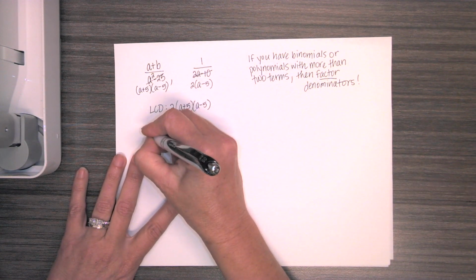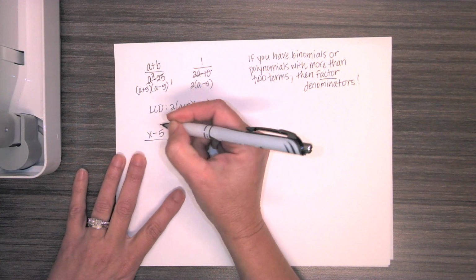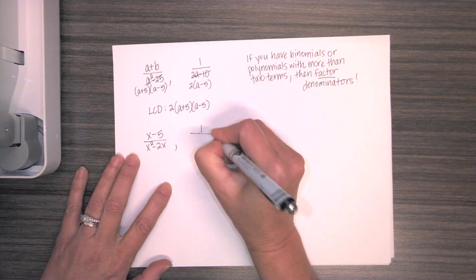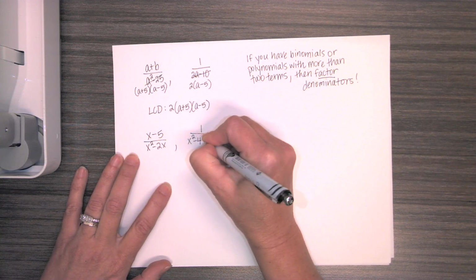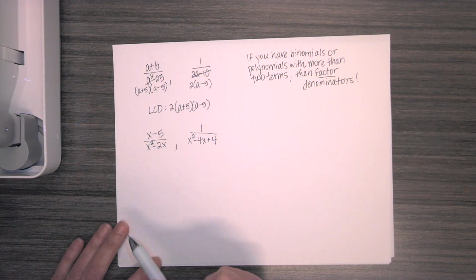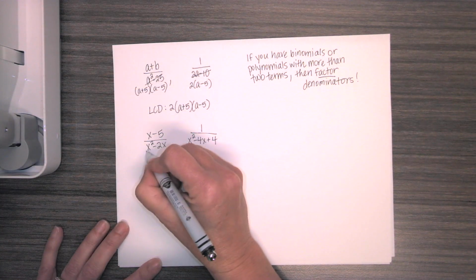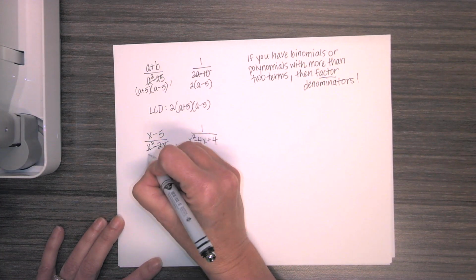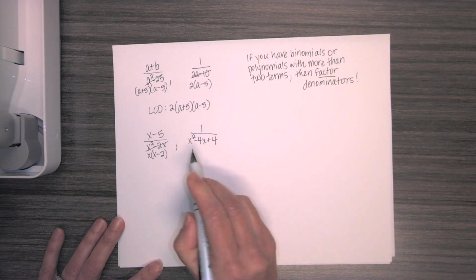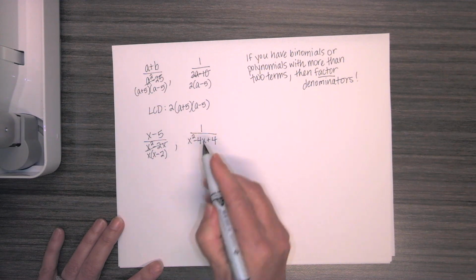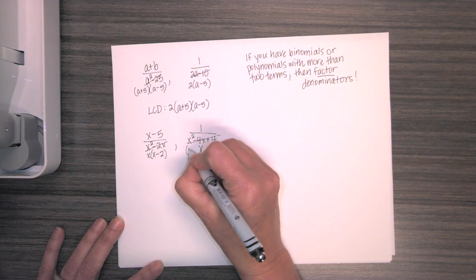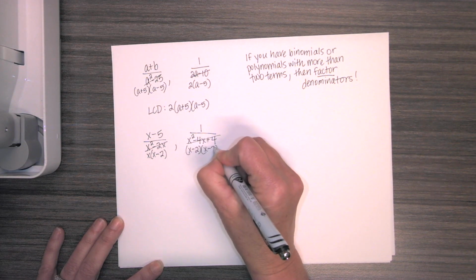Let's look at another one similar to that. x minus 5 over x squared minus 2x, and 1 over x squared minus 4x plus 4. Okay, again, we've got a binomial and a trinomial, and we want to factor those if possible. This binomial has a greatest common factor of x, so we can factor out an x, and that will leave us with x minus 2. Here we have a trinomial with a leading coefficient of 1. We're looking for what multiplies to get positive 4 and adds to get negative 4. That would be negative 2 and negative 2.